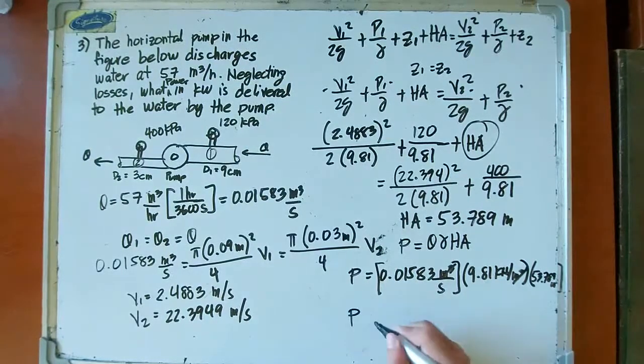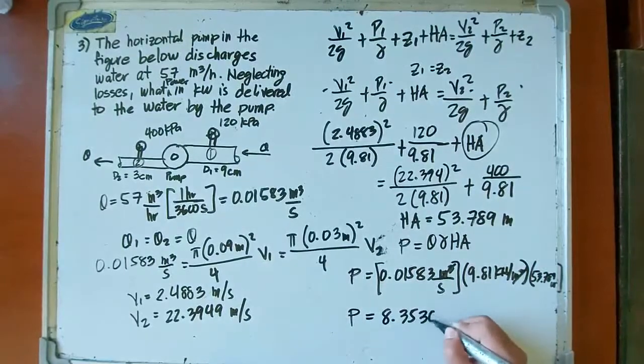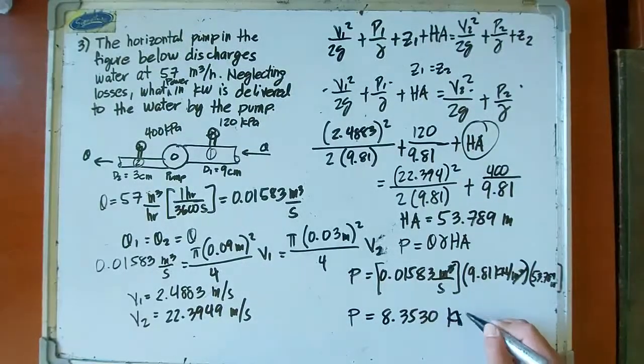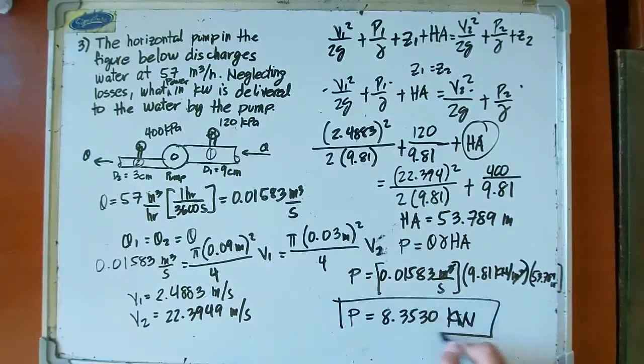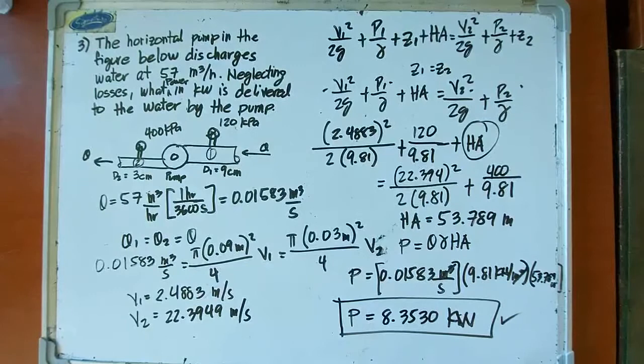So power is 8.353 kilowatts. So that is the needed power dun sa may pump. Okay? So that is the answer for problem number 3.